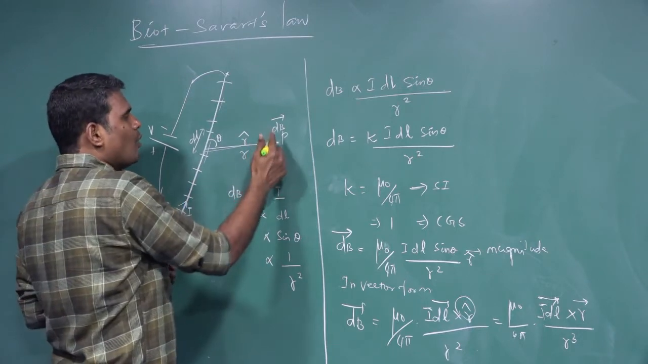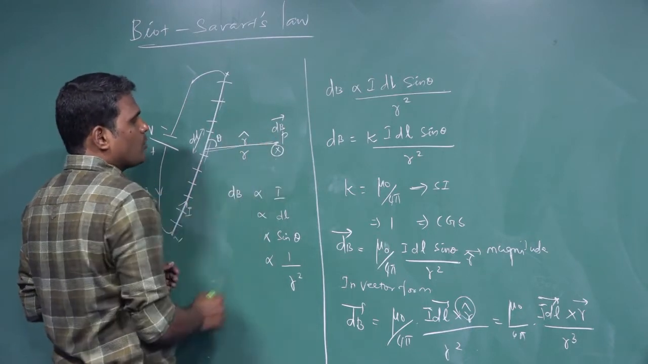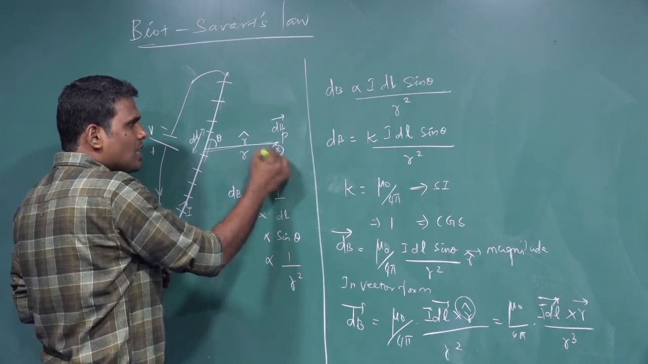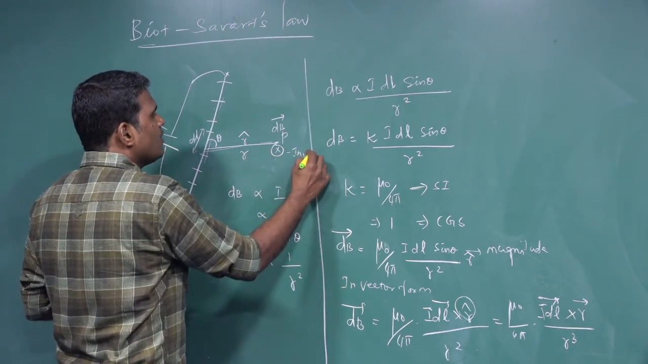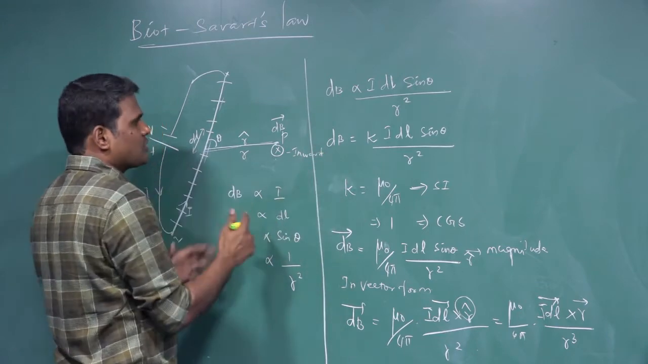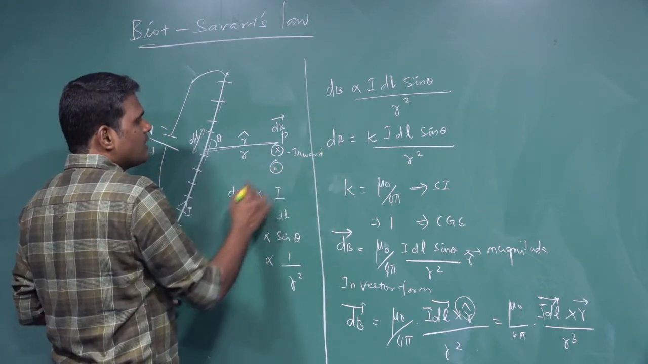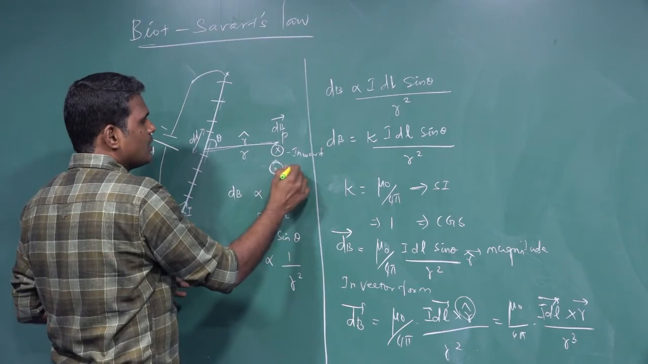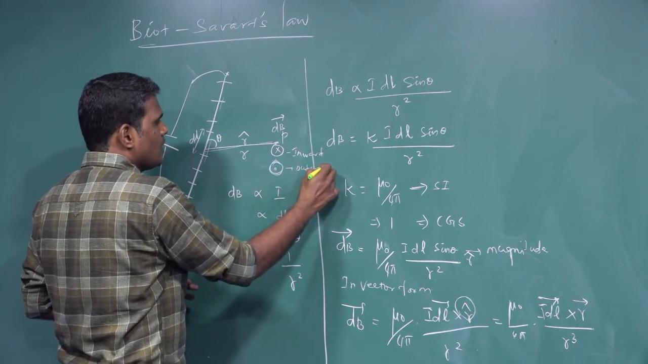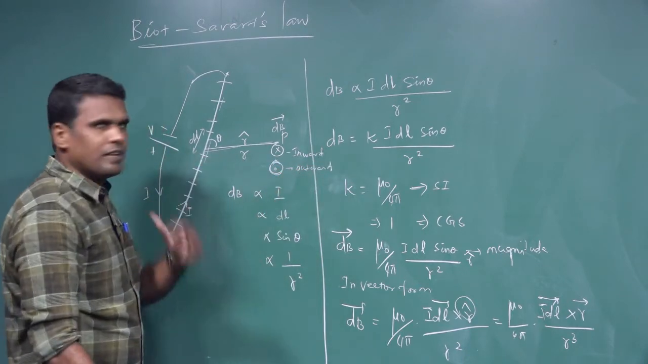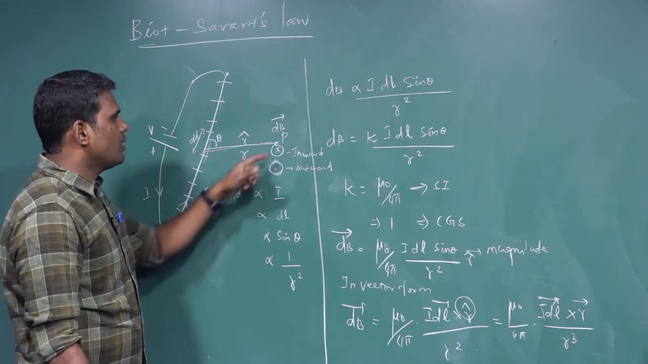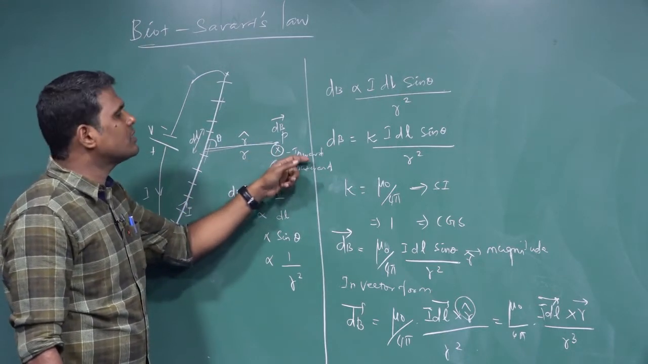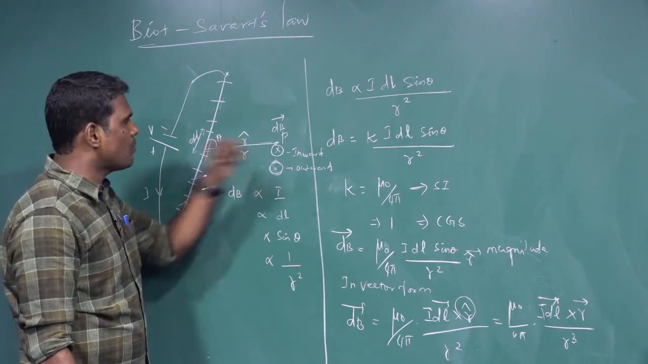Then the dB vector will act perpendicular to the plane of the board. If I mark a cross with a circle, then this denotes inward action of fields. If I mark a dot with a circle, then it represents outward action of the fields, whatever the field is. We are speaking about the magnetic field. So a cross with a circle represents the inward action of the magnetic field at the point P.